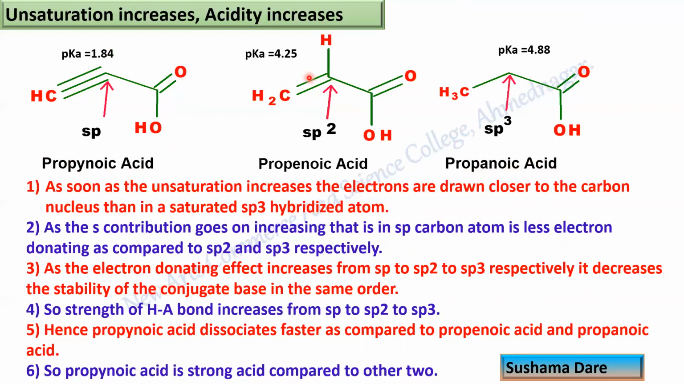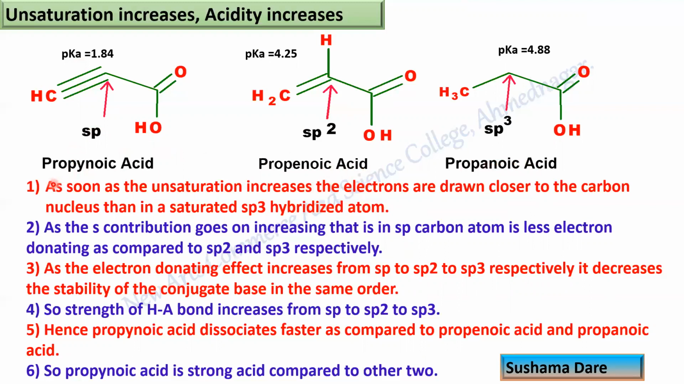If a double bond is present, we have to replace 'a' by 'e', that is propenoic acid. And if a triple bond is there, the suffix has to be changed to 'y', propynoic acid. So this is propynoic acid, propenoic acid, and propanoic acid.